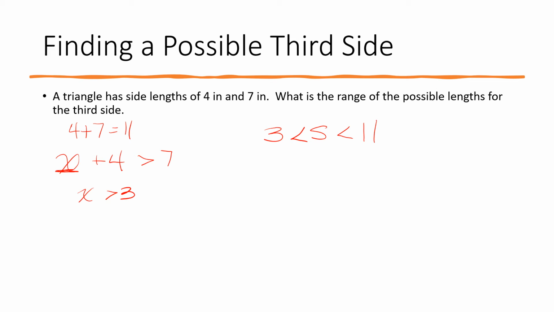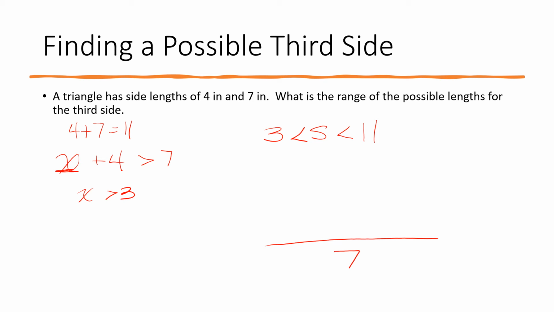So 3.1 could be the length of a third side. 10.9 could be the length of the third side. But anything that falls in between 3 and 11, but not including them, can be the length of the third side.